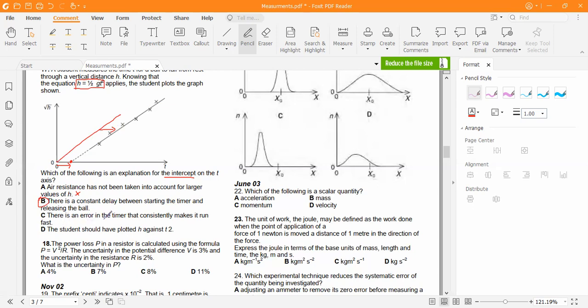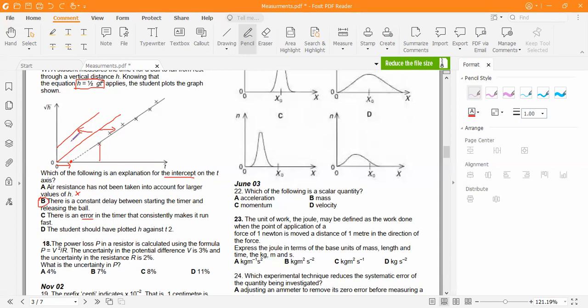If you see the other ones, there is an error in the timer that consistently makes it run fast. So if this was the case, if the timer was running fast, what would happen in that case? Okay, let's see. If the timer was running fast, in that case, we would get less time. So our graph will be shifted to this side. This would be our graph in that case, because time will be reduced. So if the time is over here, in that case, the time will go over there. It will be reduced like this. So that's why this one is wrong too.